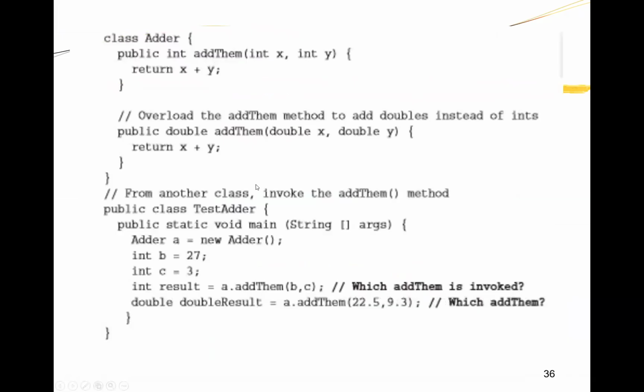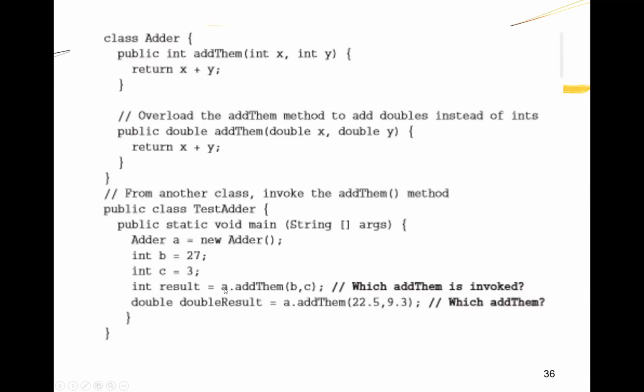Here you can see there's a method called add them with two integer parameters, and the same method name add them with double parameters. If you want, you can change the return type, here integer, here double, but the same method name with different types of parameters. So that is what you call method overloading.